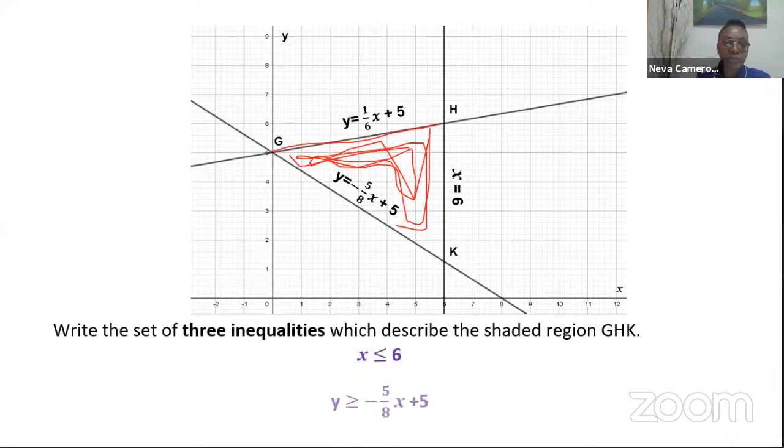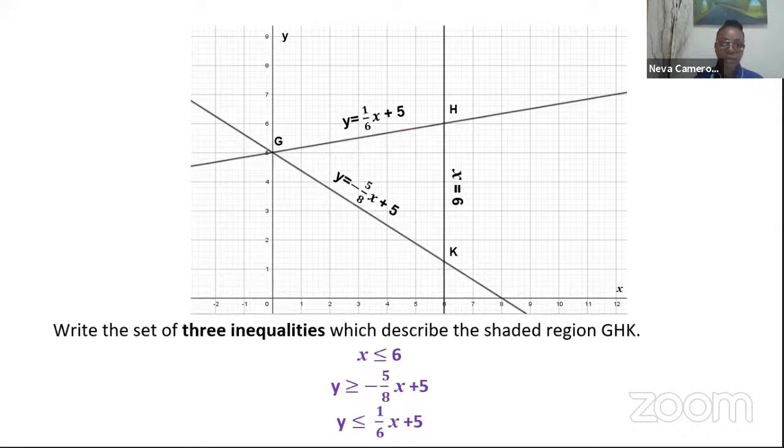The next one would have been y is greater than or equal to negative 5/8x plus 5. And the final one would have been y is less than or equal to 16x plus 5. Great job, students. So though we were given the line, what we were now asked to do is to state the inequality based on a shaded region. Sir, can we bring in the shaded region now so that they see that we were indeed talking about the part that was shaded in red.